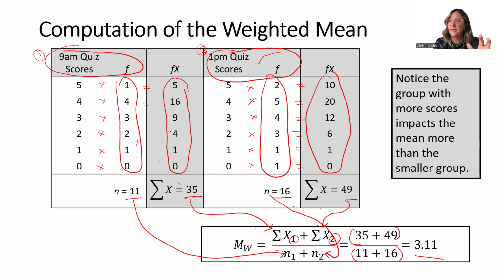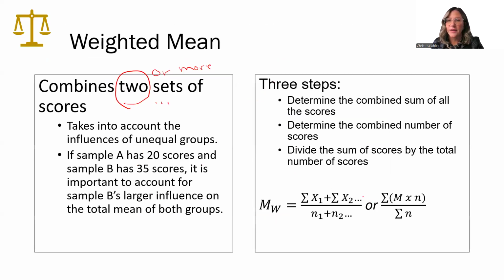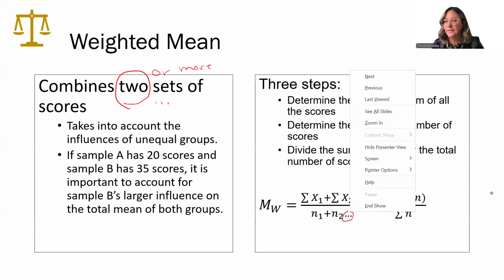Anytime you have 2 or more samples, you could have 3, 4, 5 samples, you want to calculate it using the weighted mean. So in reality, the dot, dot, dot here means you can have more than one sample size or sum of x, and you can have more than one sample size for that one.